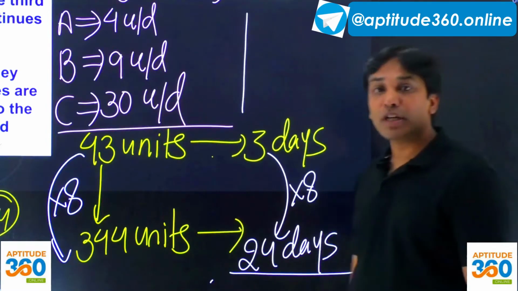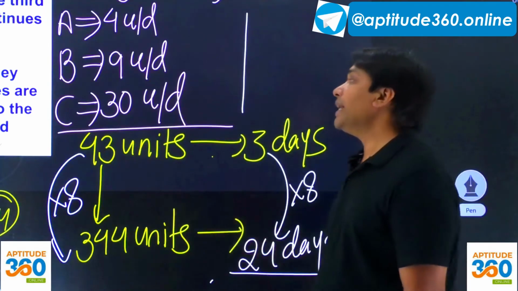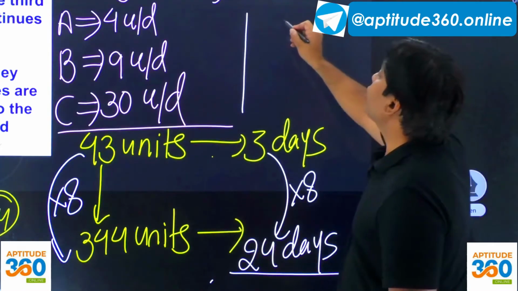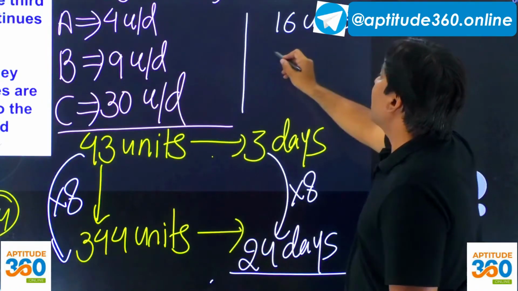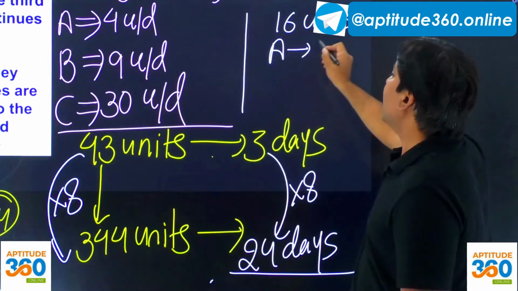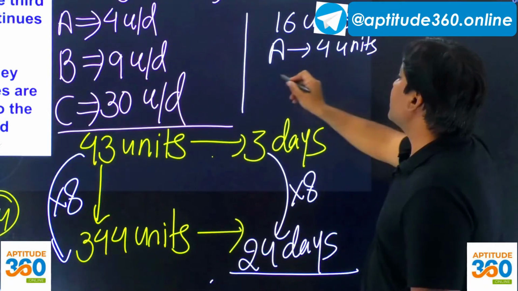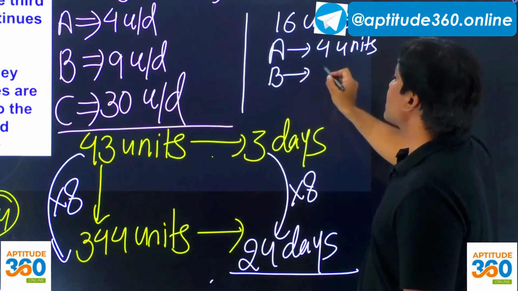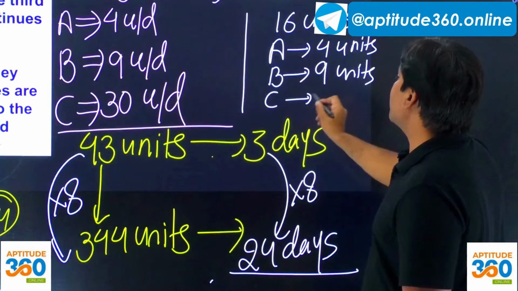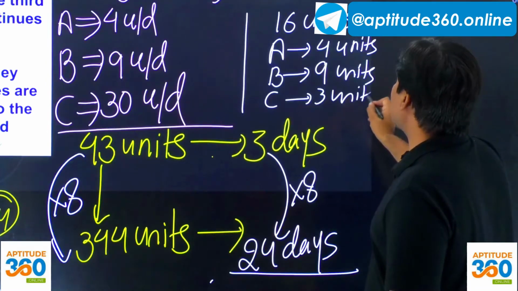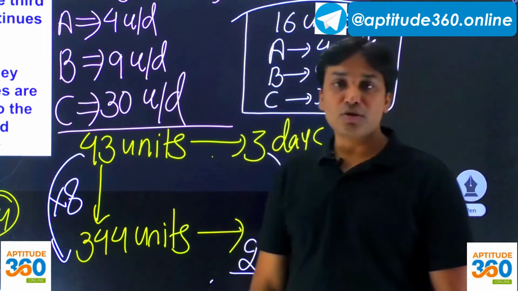Out of this 24 days, A works for 8 days, B works for 8 days, and C works for 8 days. And in order to complete the rest of the 16 units, A is going to be there. A will do 4 units as per, and then B will be doing how many units? 9 units. And then C will be doing how many units? 3 units. और आपका जो सारा का सारा काम है वो हो गया जी खत्म. Does this make sense to you?